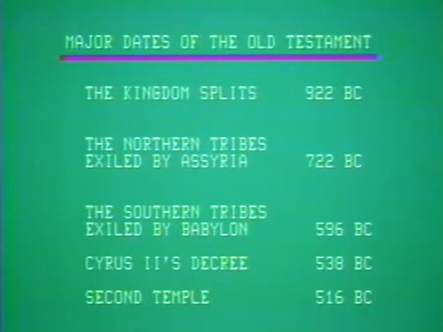538, Cyrus's decree for the exiles to return home. 516, the rebuilding of the second temple. And then the Old Testament closes out around 430. From 430 BC until John the Baptist, there was no prophetic voice for Israel. This period is called the interbiblical period. This is where the Persian Empire gives way to the Greek Empire. This is where the Maccabean revolt, all the book of Maccabees, occur. And then this is where Herod comes to the throne through intrigue with Rome, and finally the birth of Christ. And that brings us up to the New Testament.